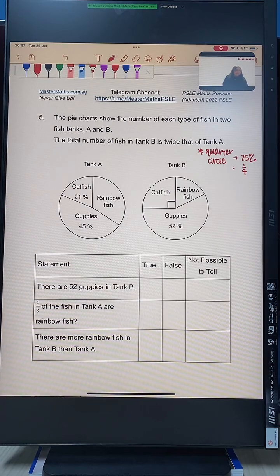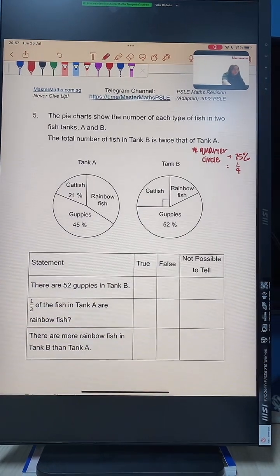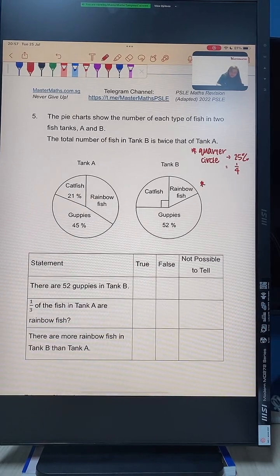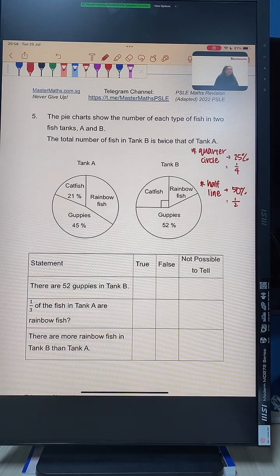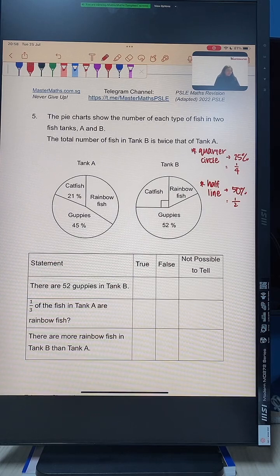Alright, then we also want to look not just for the quarter circle, we also want to try and look for the half line. In this question, we do not have a half line, but in some questions we do. And if we do see a half line, we straight away think of half or 50%. Okay, if we see the half line, straight away think of 50%. Got it? Alright, so these are some tips for you when you are doing pie chart questions. Okay, let's go through the question now.